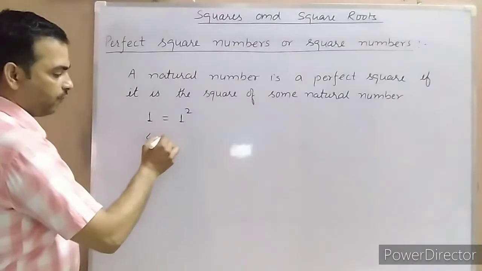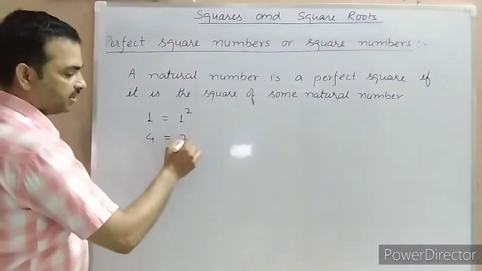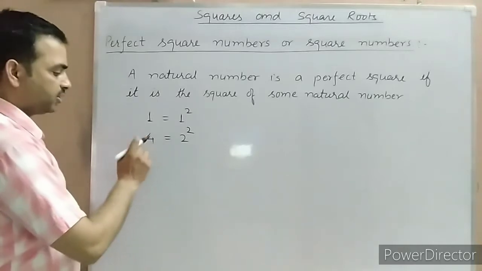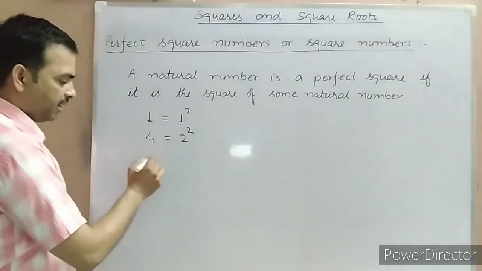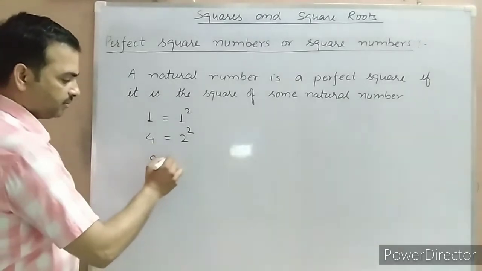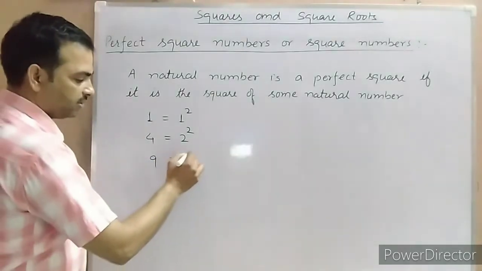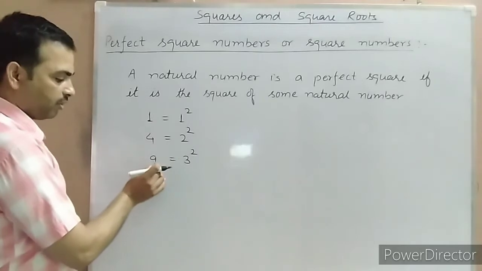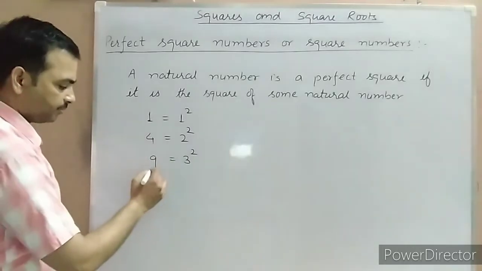Similarly, if we have 4, 4 can be written as square of 2. So 4 is also a perfect square number. Similarly, we can take 9. So 9 can be written as 3 square, 3 into 3, 3 square. So 9 is a perfect square number.